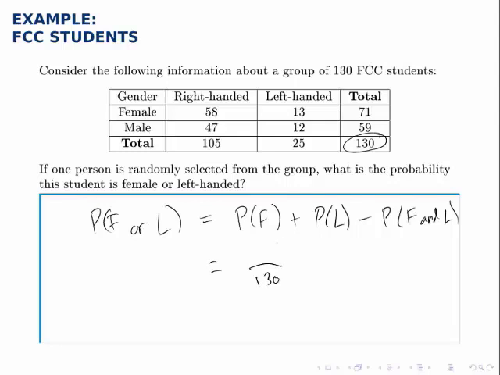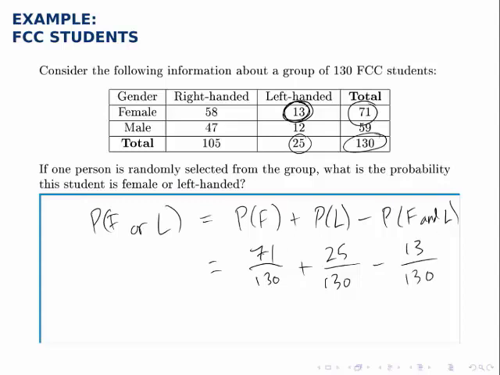The number of ways to select a female student is 71 because there are 58 right-handed female students, 13 left-handed female students, for a total of 71 female students. The number of ways to select a left-handed student would be 25, since there are 13 female left-handers and 12 male left-handers. And again, the total number of people that we're selecting from is 130. The probability that our selected student is female and left-handed is 13 because there are 13 students that meet that description, and 130 total students.